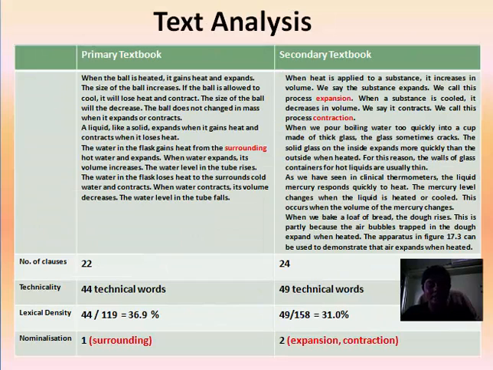Let's look at the basic text analysis. If you look at the primary text, there are 22 clauses and 44 technical words, so the lexical density comes up to 36.9%. There was one normalization, which is the surrounding, whereas for the secondary text, there were 24 clauses and 49 technical words, which means 31% lexical density. There were two types of normalization, expansion and contraction.